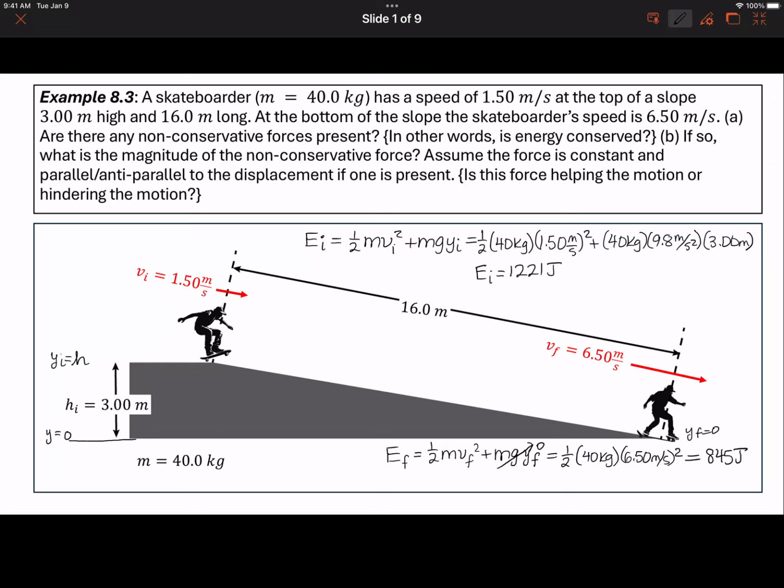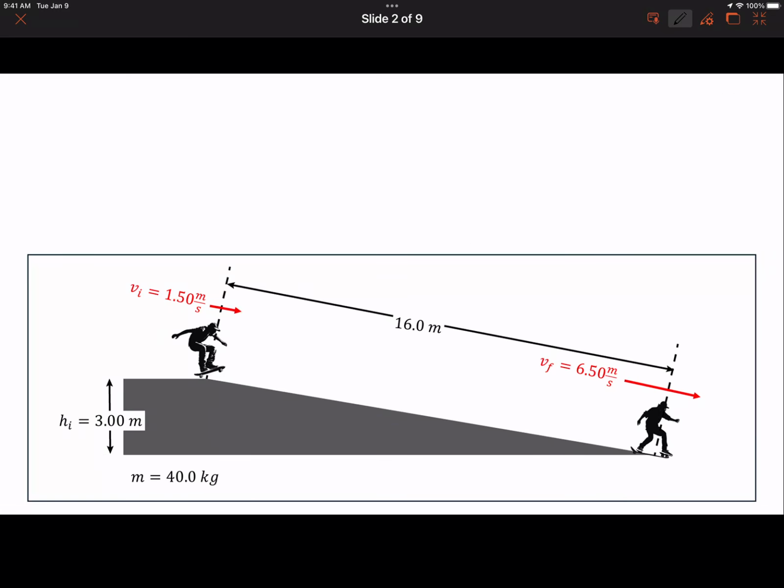And we need to ask ourselves, is this force actually helping the motion or hindering the motion? Since we're losing energy, then that means that the force that's present is actually hindering the motion, which means it would be going opposite the direction of the motion down the incline. So we'll keep in mind that we know the energy initial and we know the energy final. So let's write down those values. We know the energy initial at the top is 1,221 joules, and we know the energy at the bottom was 845 joules.